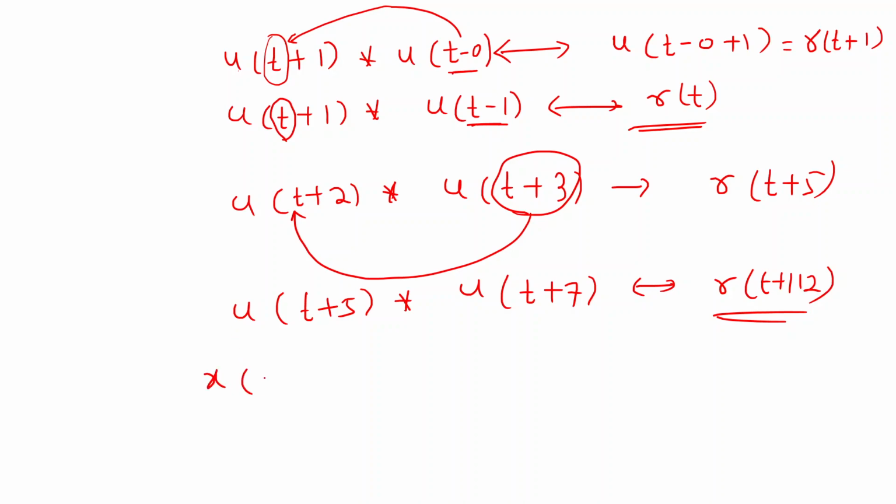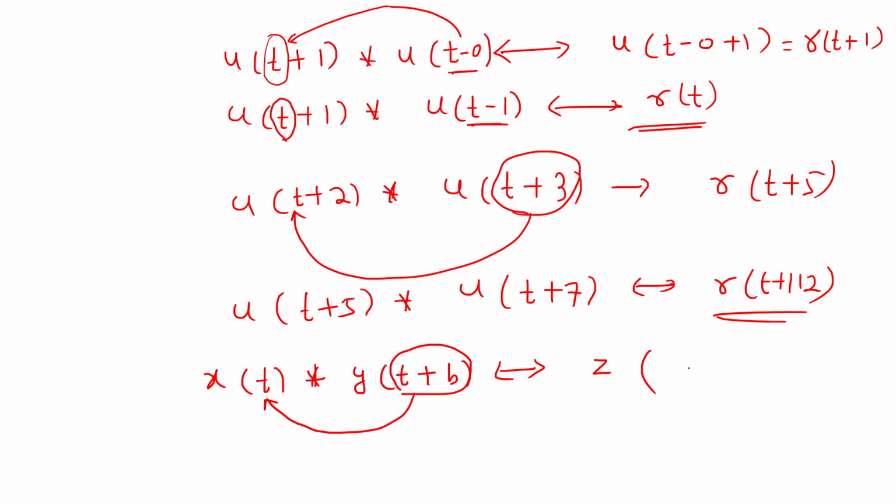The convolution property is that if a signal x of t is convolved with y of t plus b, then your answer should be, let's say, z of t plus b, whatever the signal is. So you just put in place of t, so it becomes t plus b. But this thing we have not come across in any of the classes, sir. But just for the convolution property, now you just remember this.